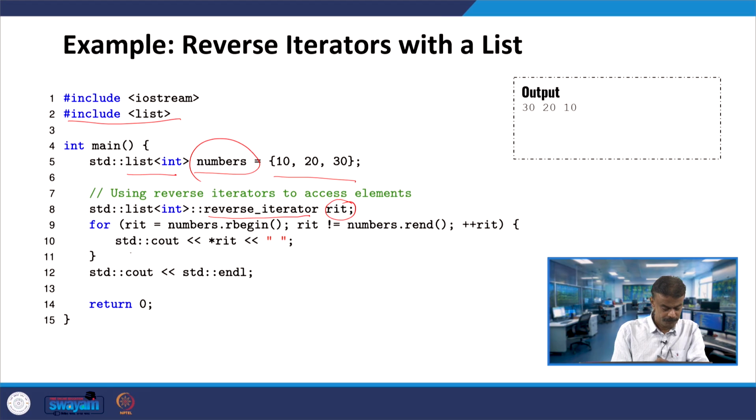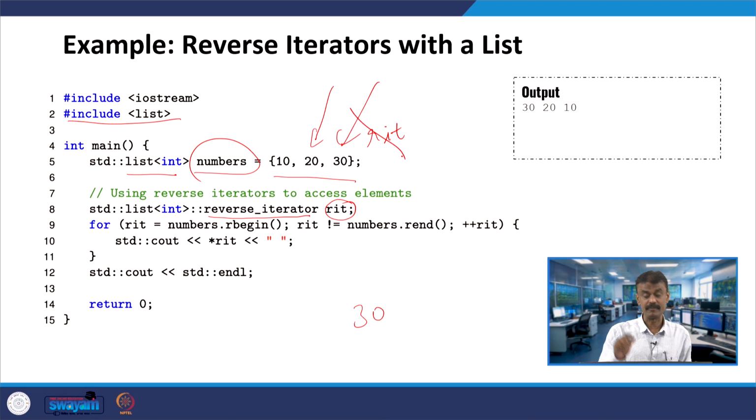So, now for reverse iterator, numbers.rbegin. You have 10, 20, 30. It is beginning here, RIT is here, RIT is not equal to numbers.rend. So, it is printing star RIT. What will it print? 30. Here plus plus RIT, the reverse, therefore this will move over here, that is the meaning of reverse.